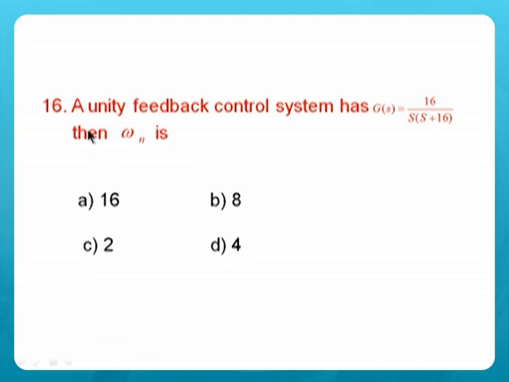Now the questions may appear in this form, like a unity feedback control system has G of s given by this second order function. Then what is undamped natural frequency?